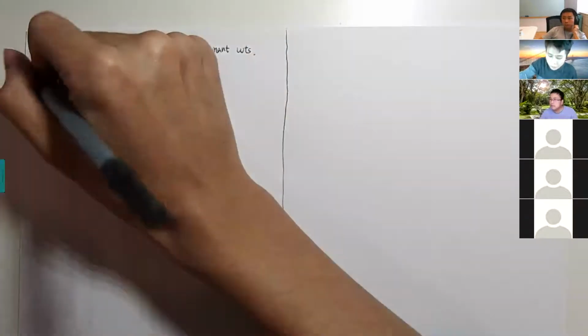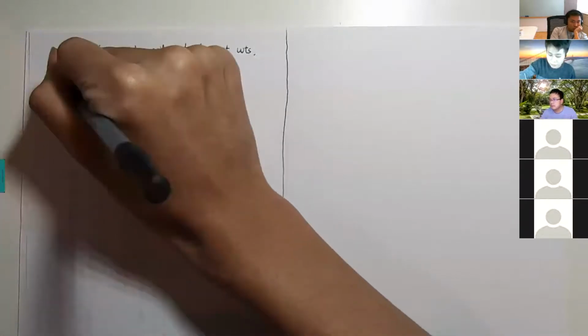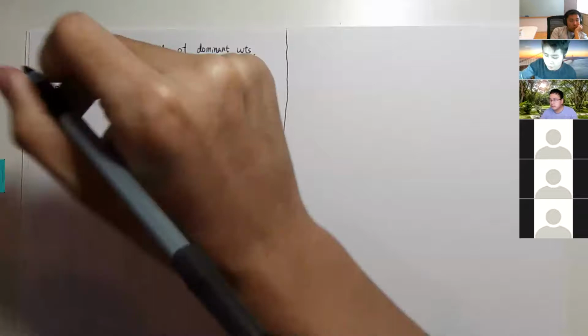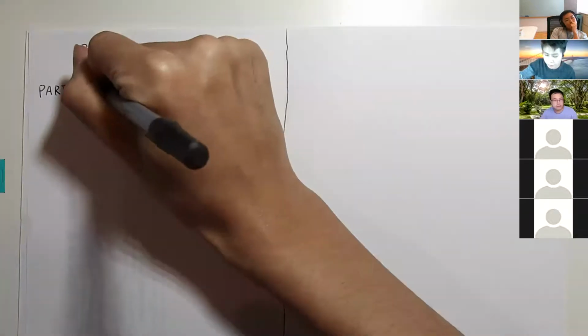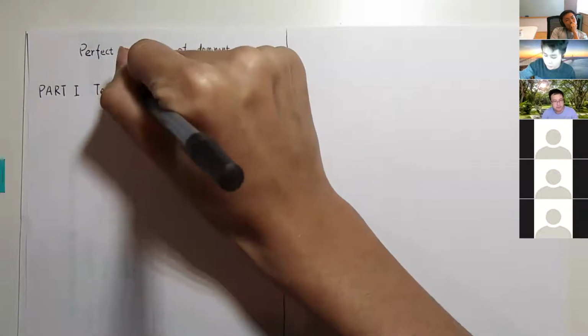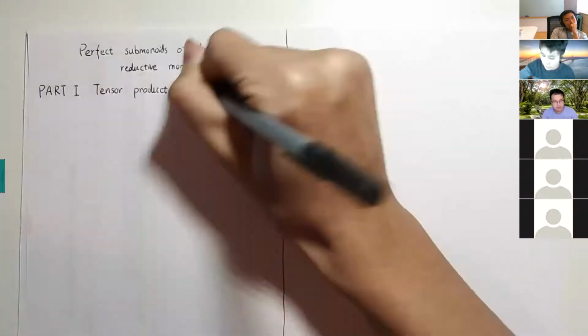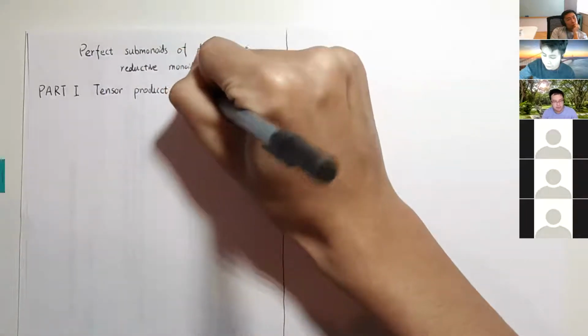All right, so let me start from part one. Part one and part two are just the representation theory side. Part one is the tensor product decomposition. So I will recall some features in representation theory.